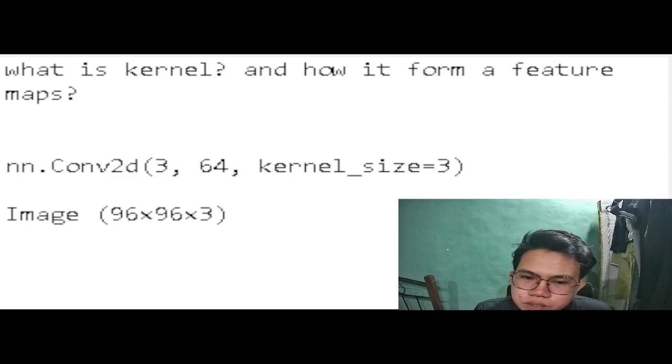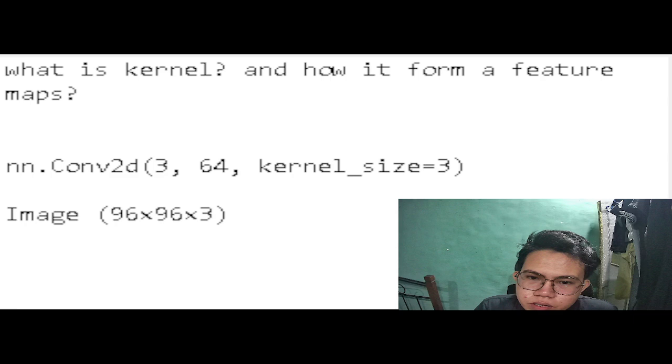And then the output will become 94 by 94 by 64 if we input the image 3 by 94 by 94. Okay, and it learns the output size of 94 by 94 by 64, because the 64 here is the new feature maps, or the learned feature maps. So we have 64 feature maps.